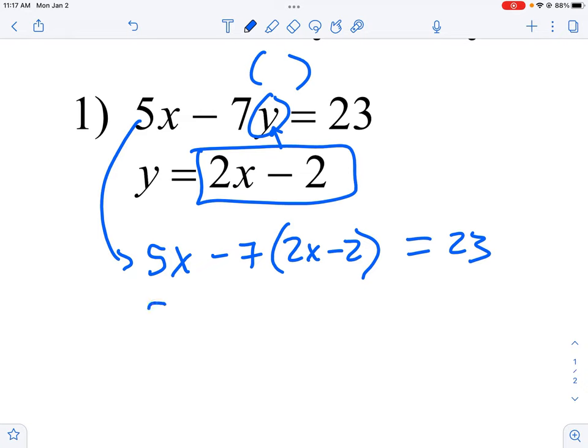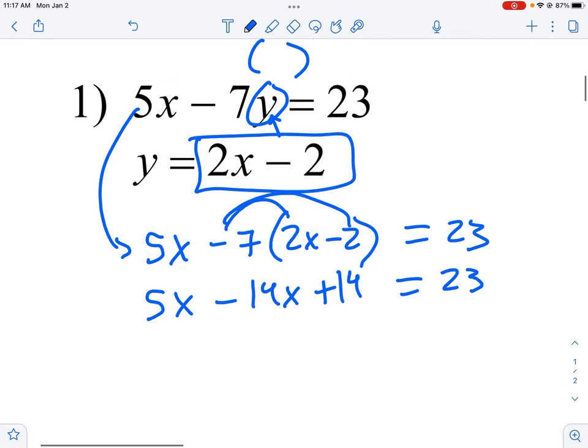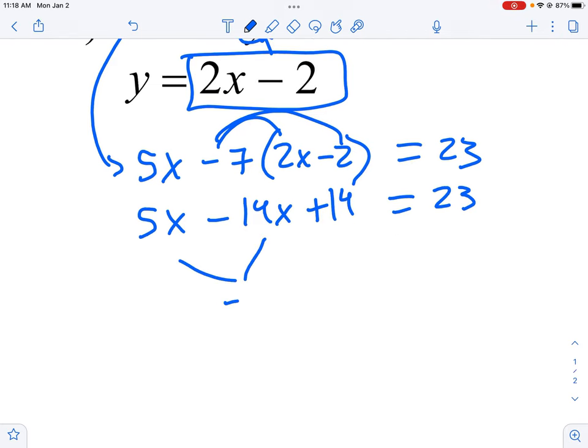So we're going to simplify this now. We got 5x. This negative 7 is going to distribute to both of those because that's how the parentheses work. Negative 7 times positive 2x is negative 14x. And negative 7 times negative 2 is positive 14. And the right side is still 23. Let's combine some like terms here. We get negative 9x. This comes down. It's still plus 14 equals 23. Let's subtract that 14.